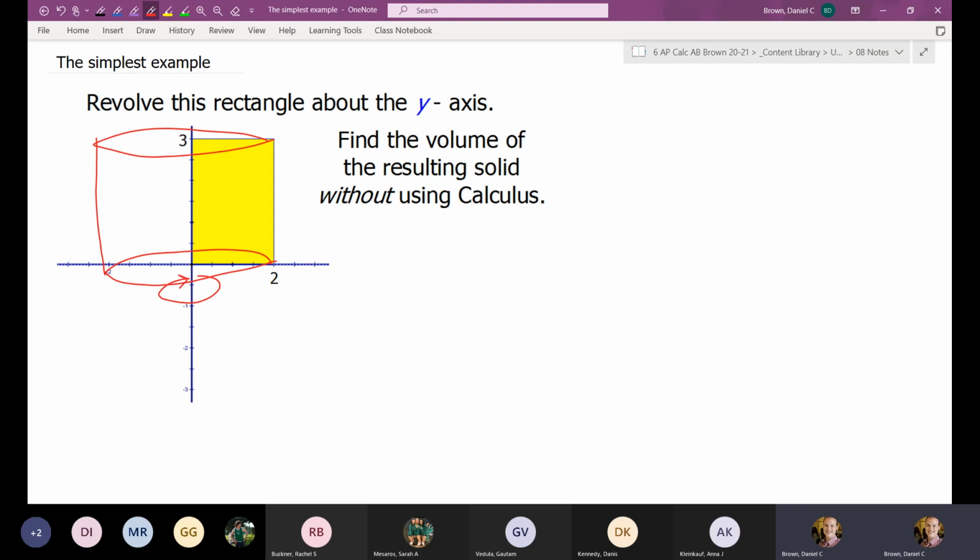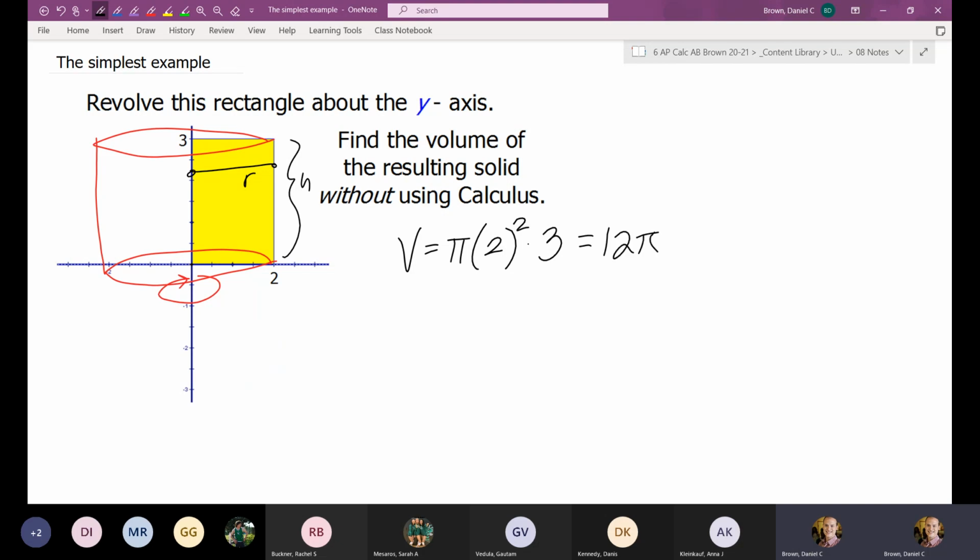It still has a radius. So there is the radius, and it also has a height. What will be the volume? Area of a circle is pi r squared, and the height just happens to be 3. 4 times 3 is 12 pi.